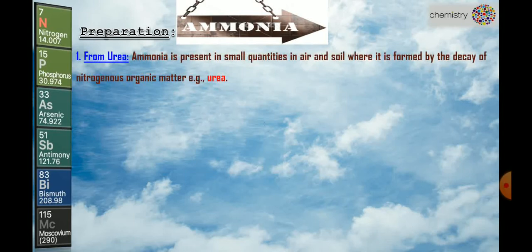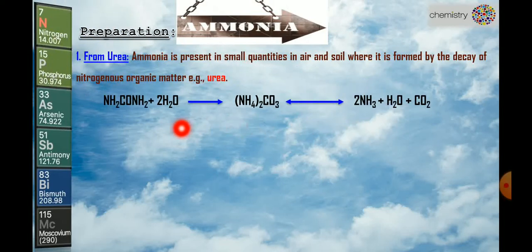Ammonia can be prepared from urea. Urea's molecular formula is NH2CONH2, an organic compound. This urea undergoes hydrolysis in the presence of water, moisture, and this reaction takes place in the environment. The urea undergoes hydrolysis to produce a compound, ammonium carbonate. This ammonium carbonate decomposes, producing ammonia gas along with the formation of water and carbon dioxide as byproducts.